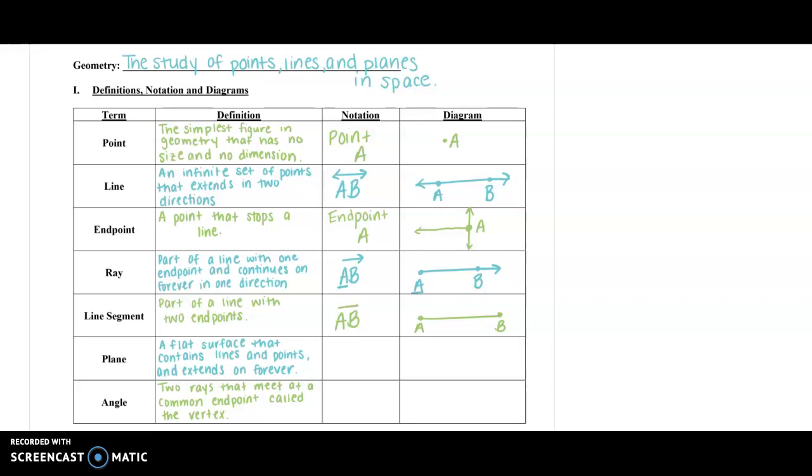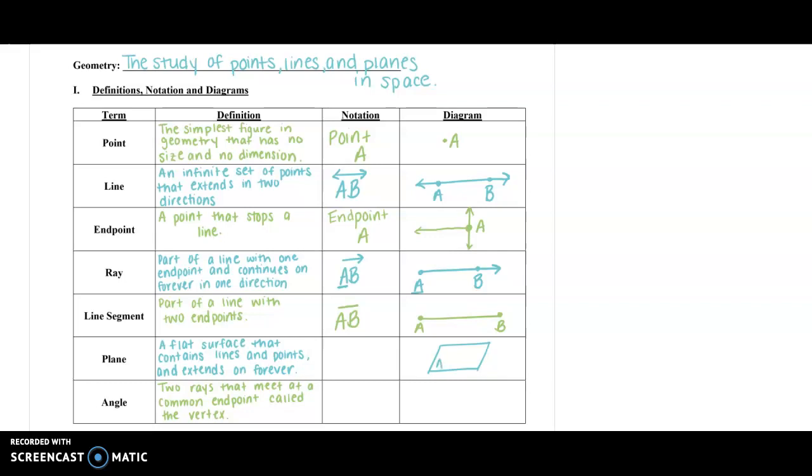Next one is a plane. It's a flat surface that contains lines and points and extends on forever. Now, when we draw a plane, we don't draw it taking up all the space because obviously you wouldn't be able to draw a plane that goes on forever. But this is pretty much just saying, imagine if you had a piece of paper in front of you, but it extended on forever in all 4 directions. It went out in all ways, and it was just one large piece of paper that extended on forever. That's pretty much what a plane is.